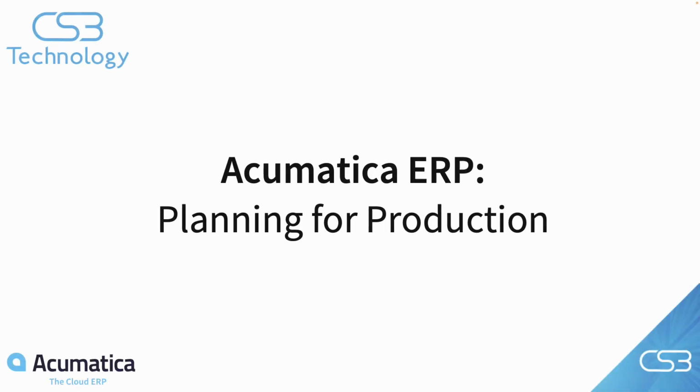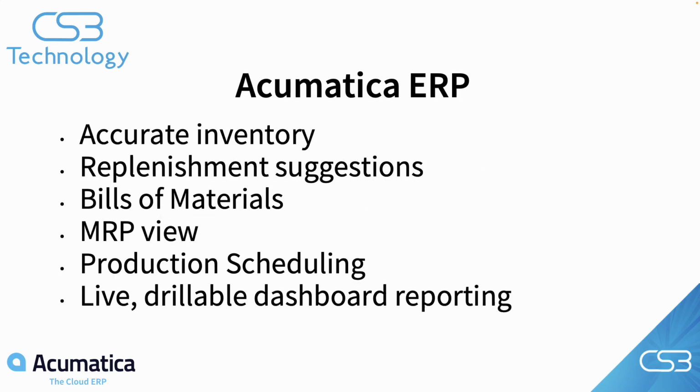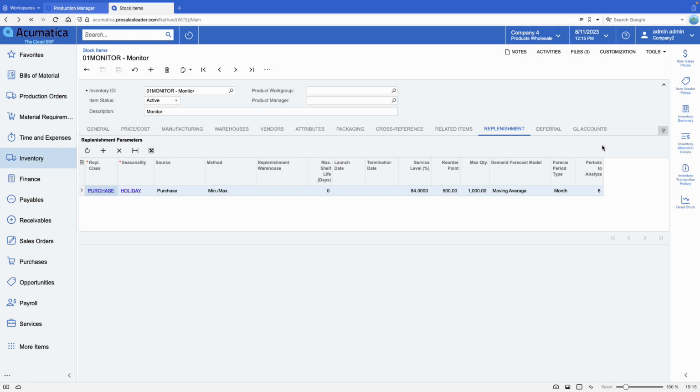In the ever-evolving manufacturing landscape, the timely availability of materials is paramount to meeting customer demands. Acumatica, with its comprehensive range of features, provides you with the tools to optimize your procurement and production processes. In this brief video, we will highlight how Acumatica empowers you to make informed decisions about what to buy and make and when.